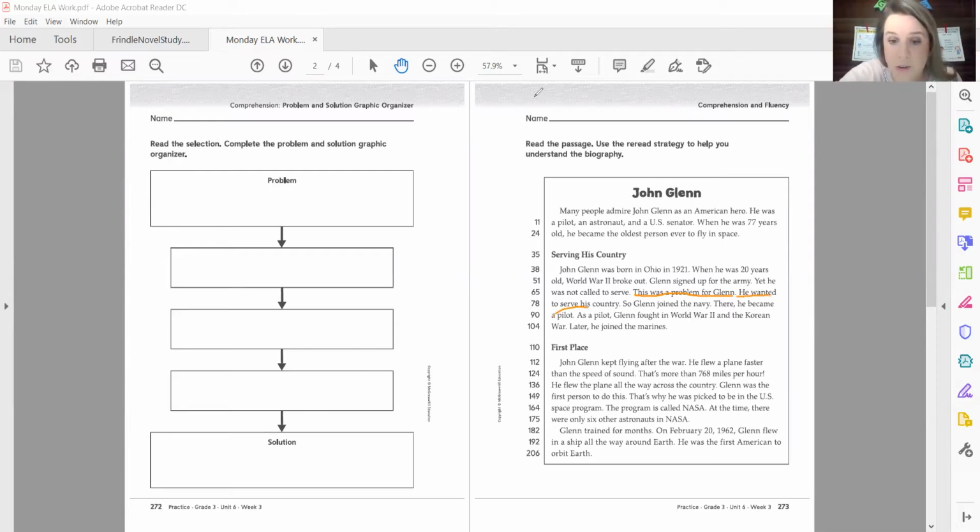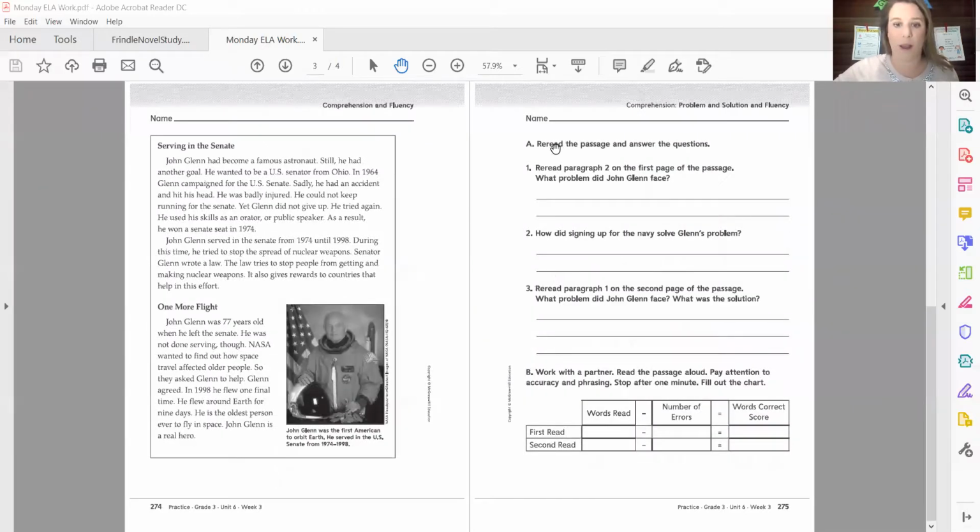He wanted to serve his country, so Glenn joined the Navy. So that was the event he did. There, he became a pilot. As a pilot, Glenn fought in World War II and the Korean War later. So there you go. He wanted to fight in World War II and serve his country. He joined the Navy, and he was able to become a pilot. So there we go. Let's go back to that question, and then we will write it down.